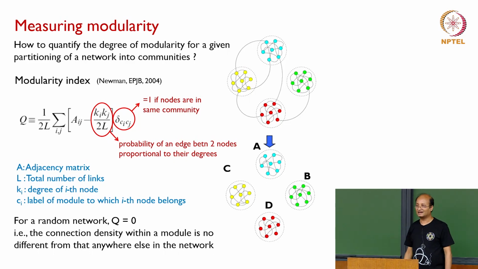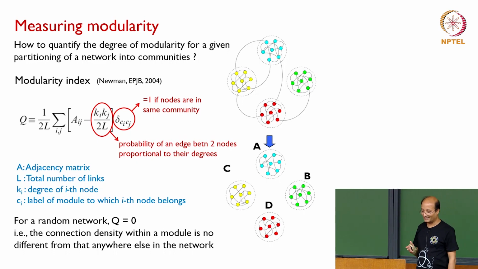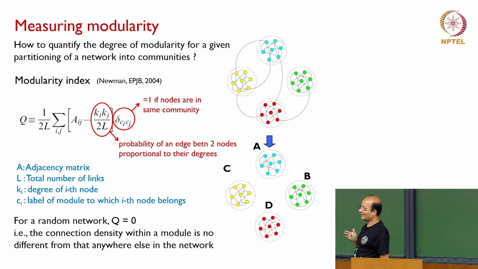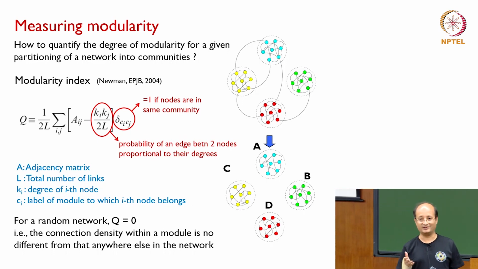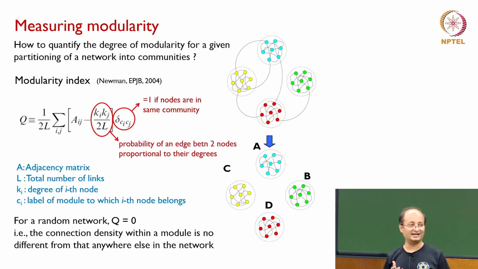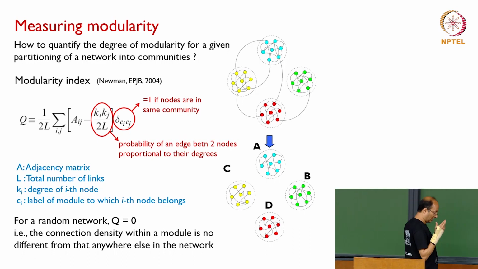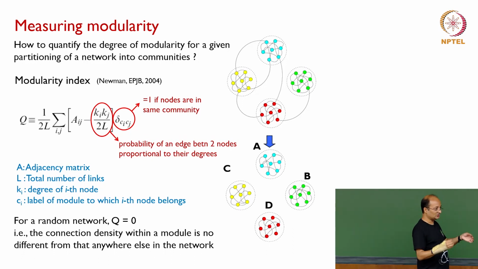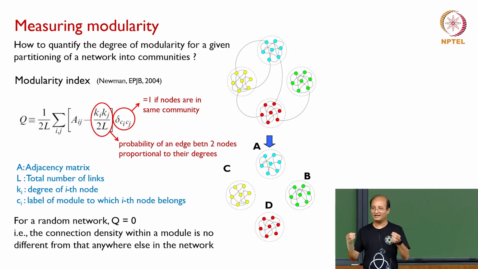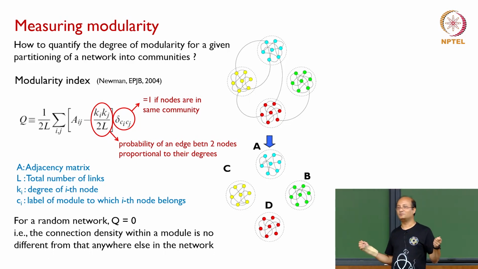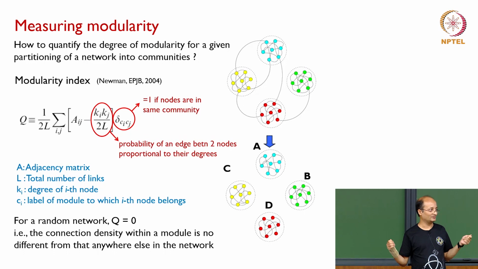So instead of giving an algorithm, Newman proposed a metric. He gave what is known as a modularity index. So what is a modularity index? It simply says: compared to random chance, how many more links do you have between nodes in the same module?